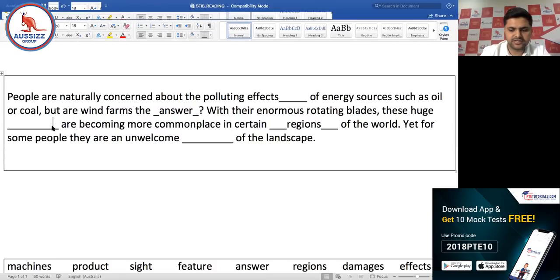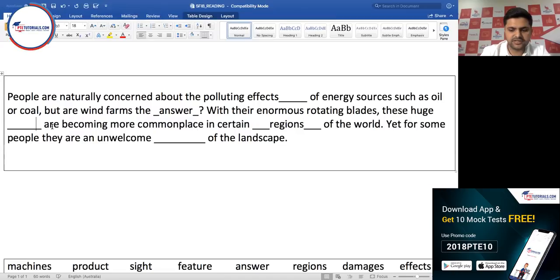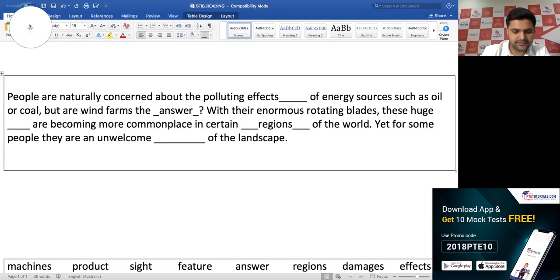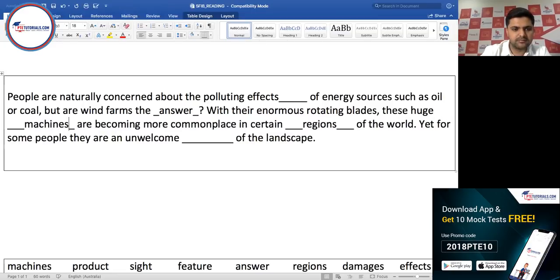So yes, the only option here that is both a plural noun substituting the wind farms and creating a meaning in the entire text is something that you can choose as your answer for this blank. So it would be machines. So see, friends, this word here, these, gives us an idea that we are looking for some plural noun.